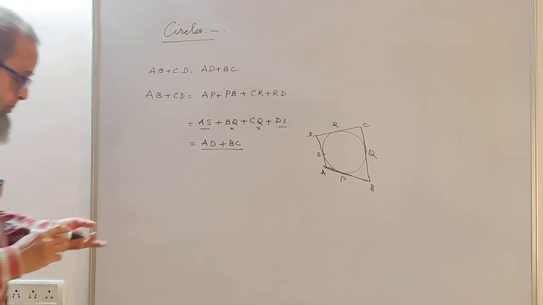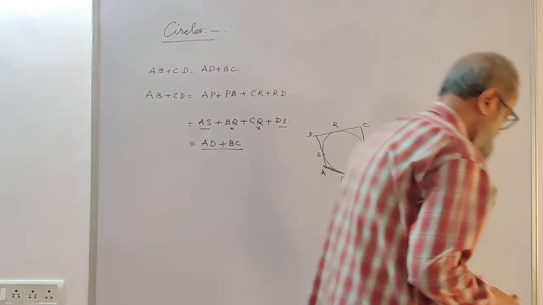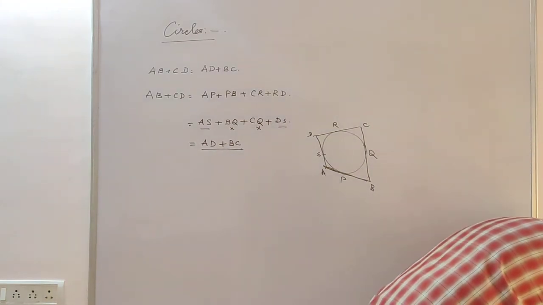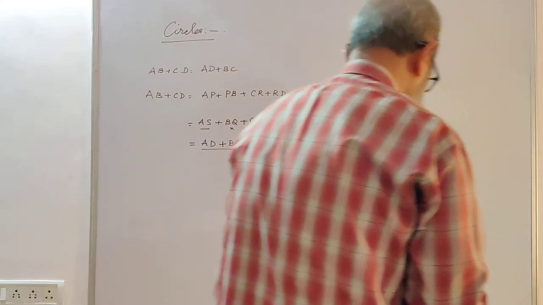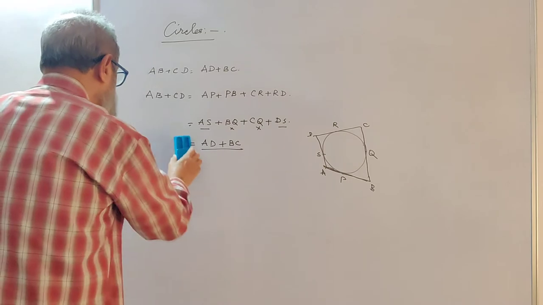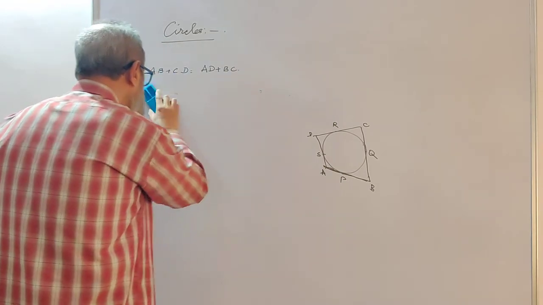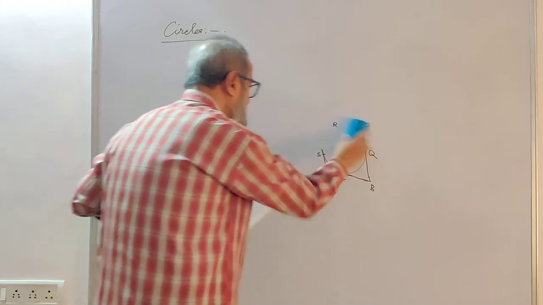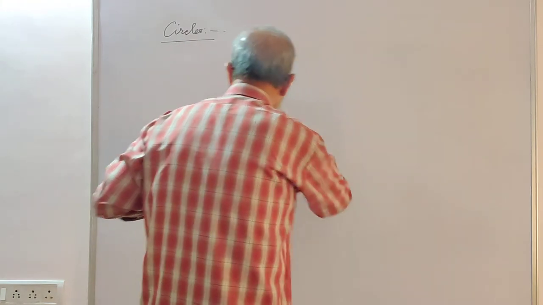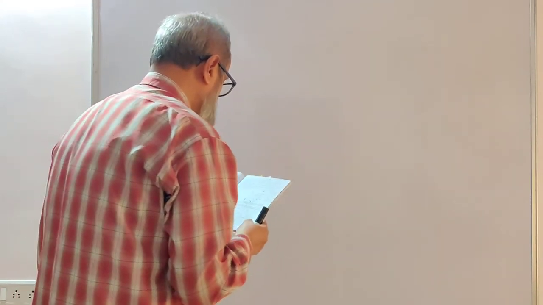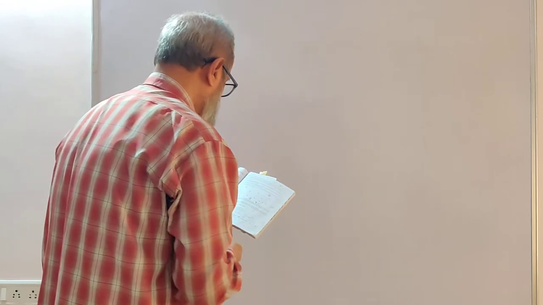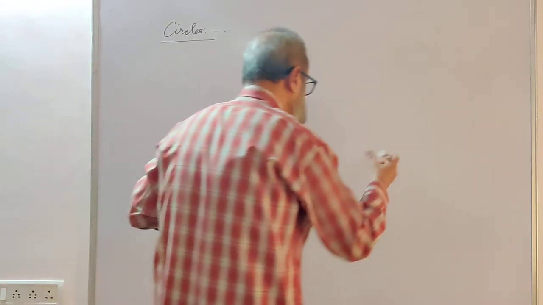So this is one problem from the textbook which I have solved. Next, prove that the angle between two tangents drawn from an external point to a circle is supplementary.